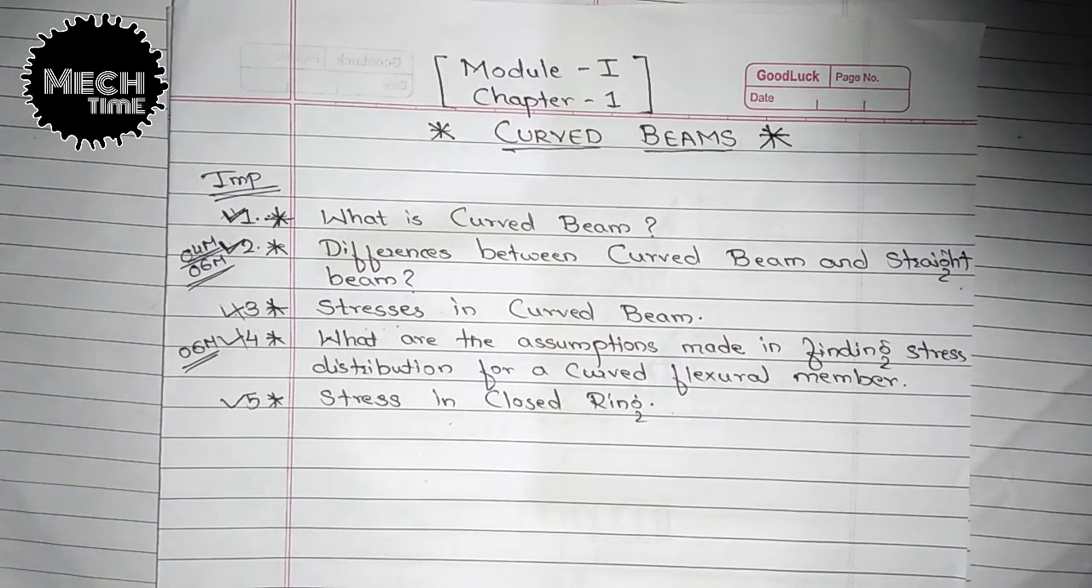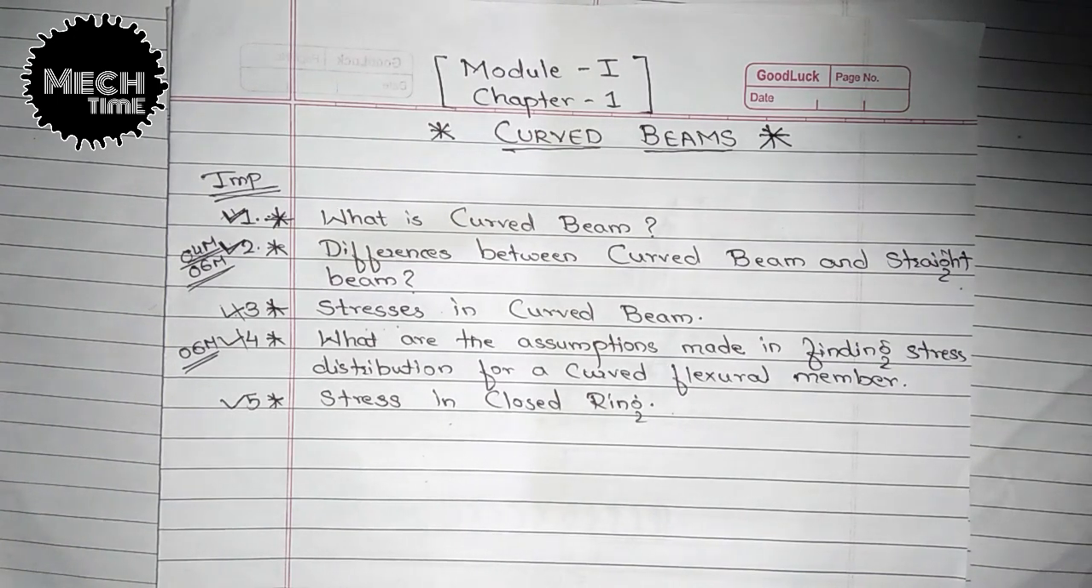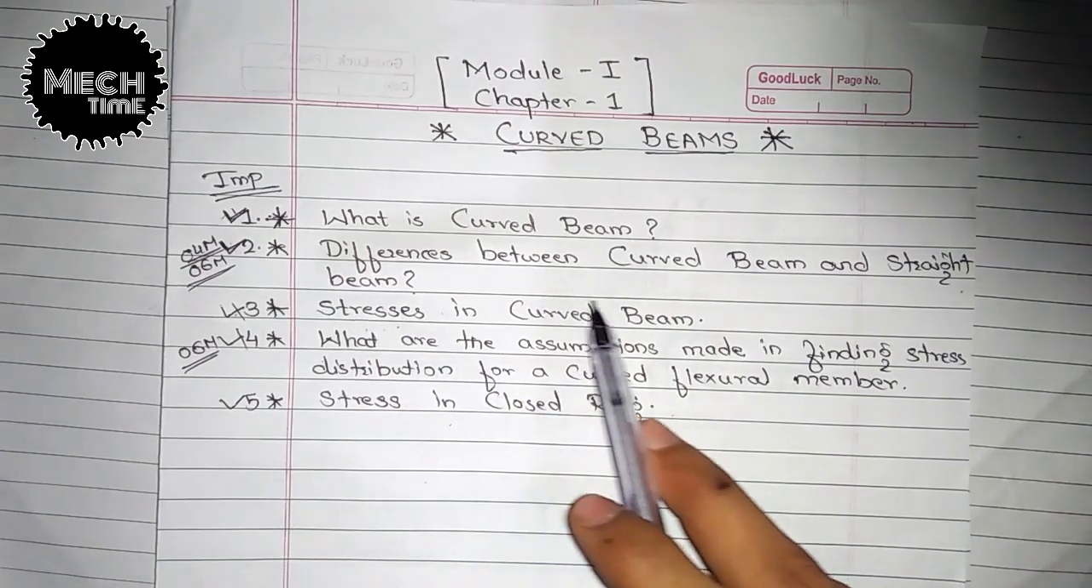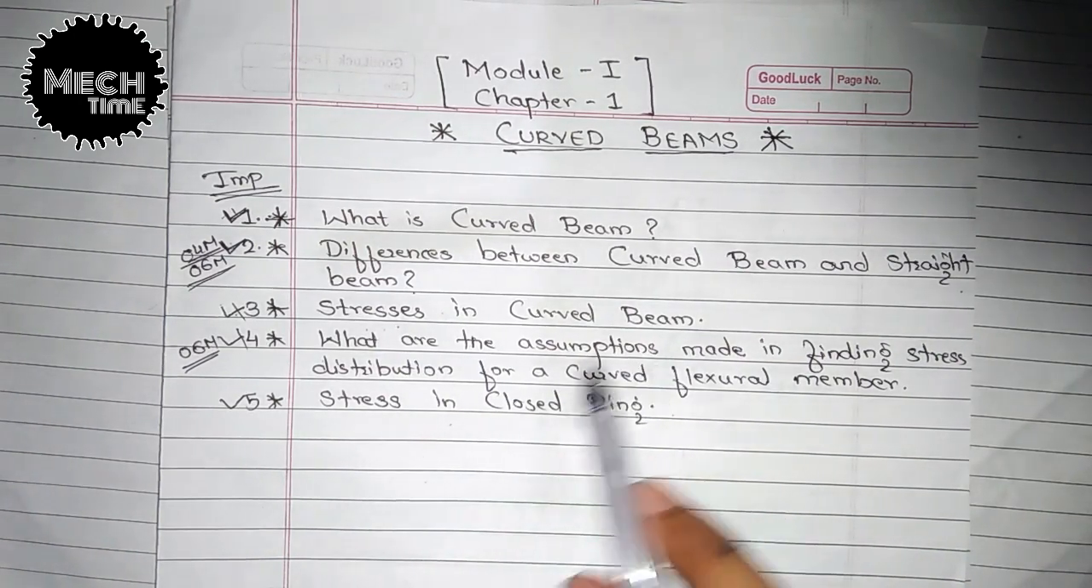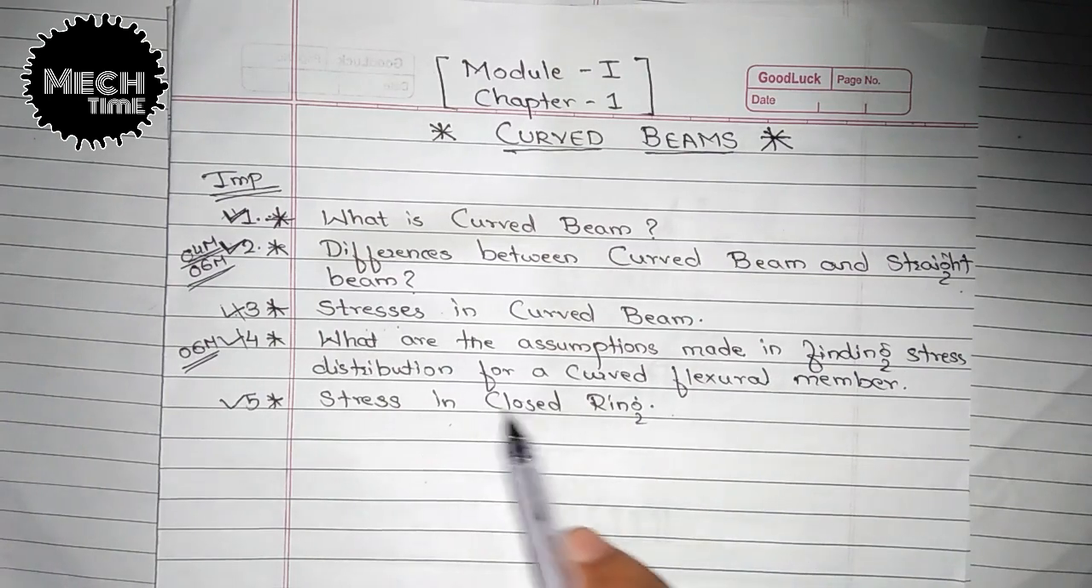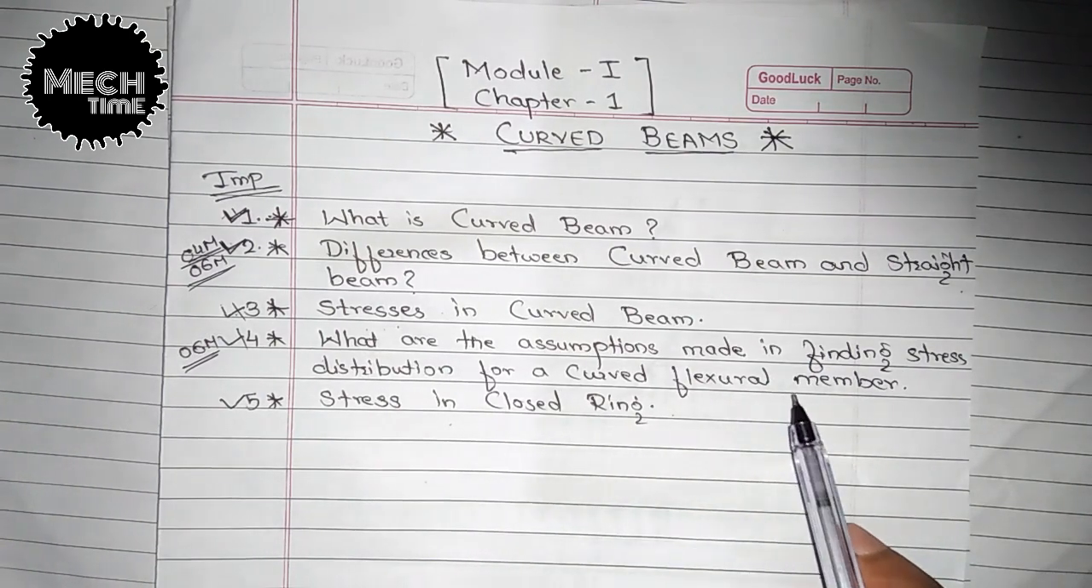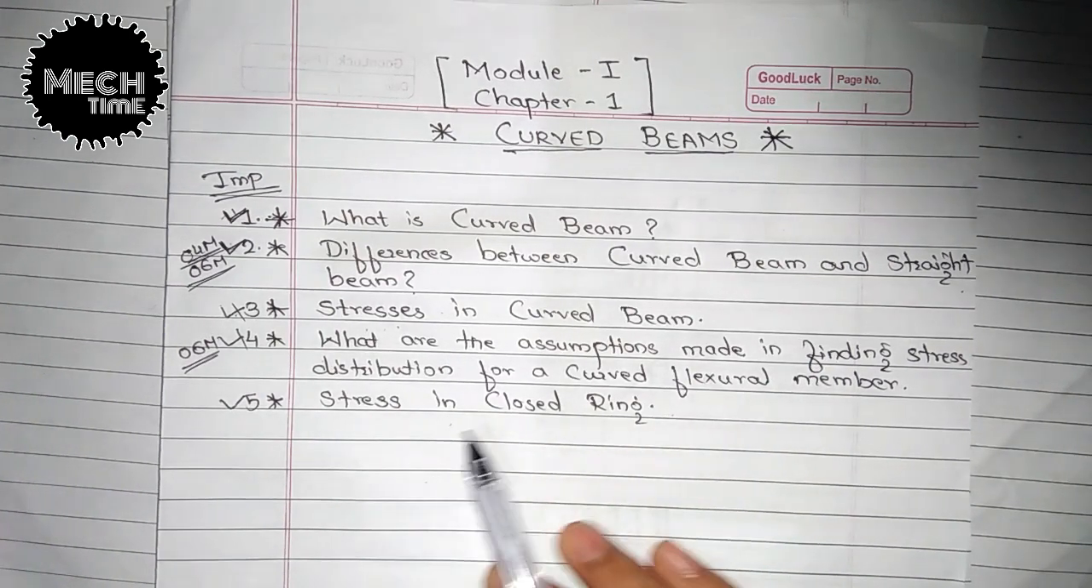As you know, I have covered 4 theory questions on the first module, first chapter, that is curved beam. So you know that I have covered what is a curved beam, differences between a curved beam and a straight beam, and stresses in a curved beam. What are the assumptions made in finding stress distribution for a curved flexural member? So we are left with the stresses in a closed ring.